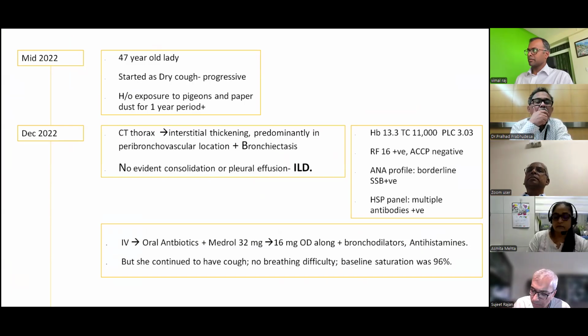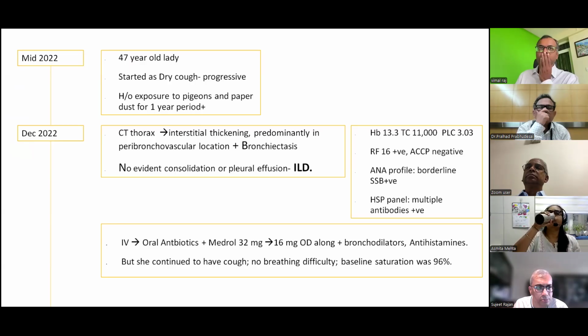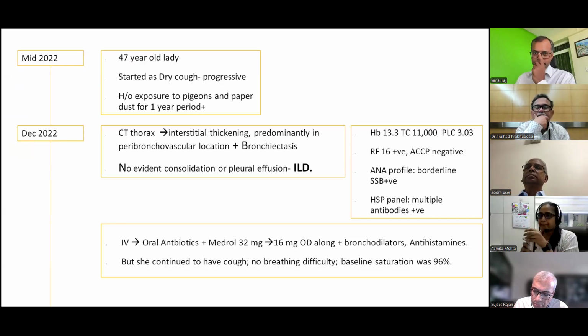So I would like to discuss this case of a 47-year-old lady whose complaint started as a dry cough, which was progressive, with a history of exposure to pigeons and paper dust for almost 1 year prior to onset of these symptoms around 2021. After that, due to this progressive cough followed by mild dyspnea on exertion, initially only MMRC 1, she was evaluated elsewhere where a CT thorax was taken, which showed some interstitial thickening in a peribronchovascular location with bronchiectasis, with an impression of ILD. And she was treated there.